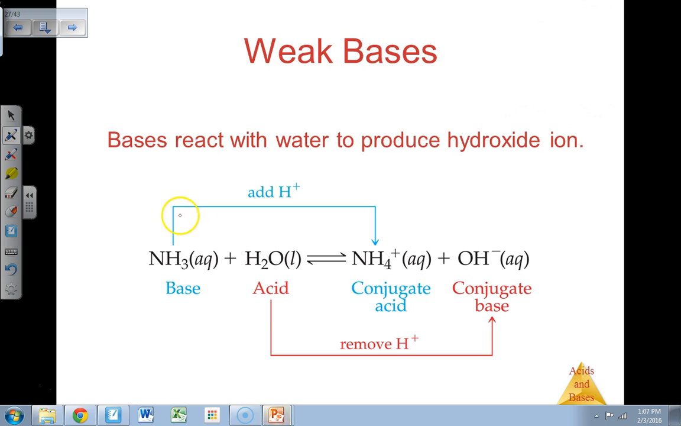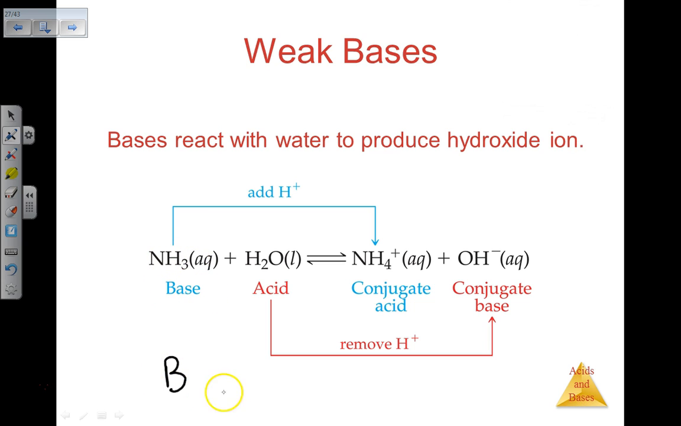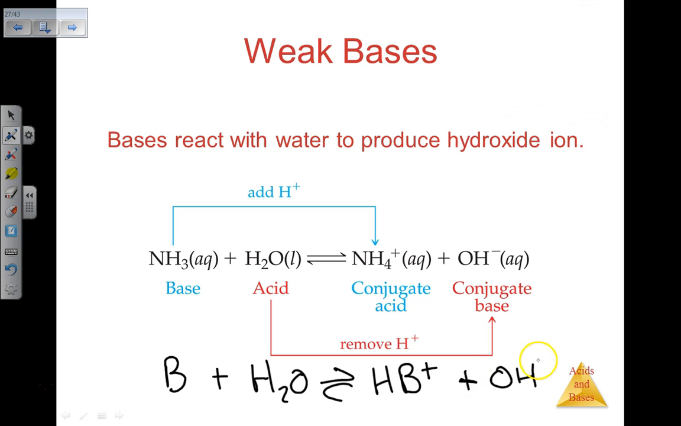Now kind of ignore all the blue lines and red lines. But the point is that a base, here we have ammonia, a base plus water is going to react to form the base ion, as it added the proton, plus OH minus, the hydroxide ion. So the hydroxide ion is the thing that is controlling the pH of the solution. So it's the creation of the hydroxide ion that we are concerned about as chemists.